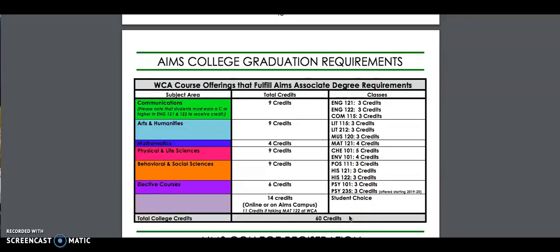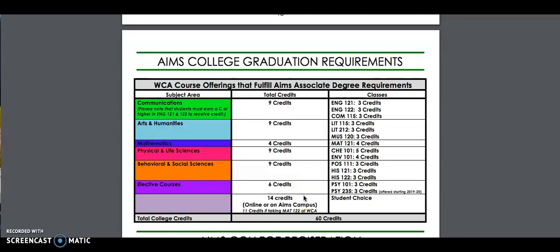And if your goal is to get an associate's, you need 60 college credits. Here at WCA, we offer 46. So if you were to count all of these up to the light purple, that's 46 credits that we offer on our campus. And these are the exact classes that we offer.